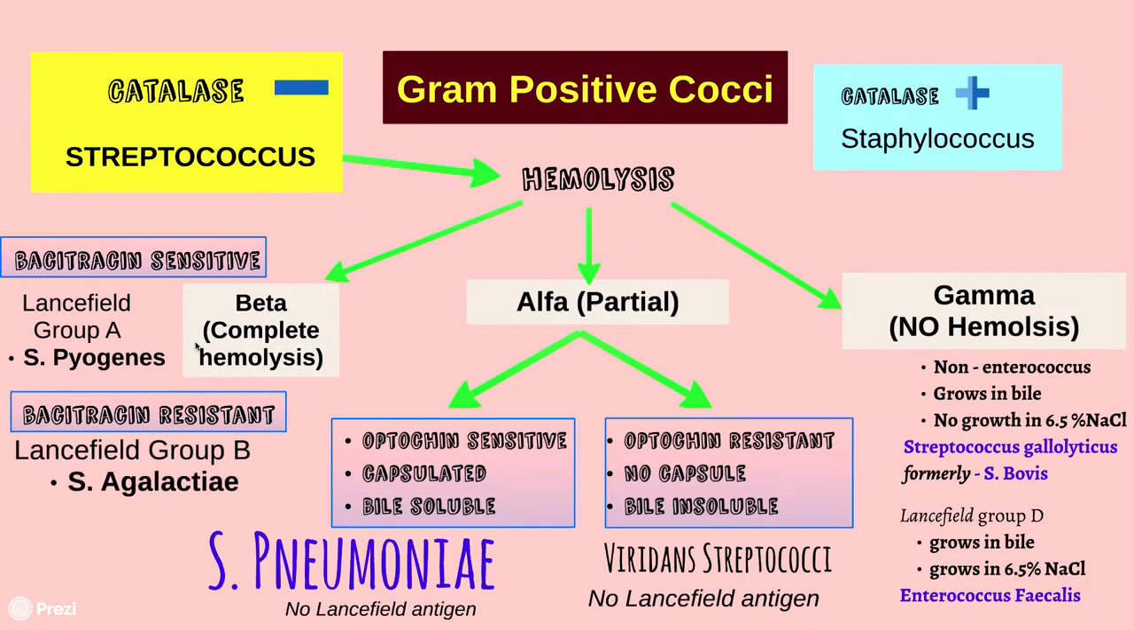Let's follow that. So, based on hemolysis, we go here in alpha hemolysis type, and then we go this way. Optochin is an older, too toxic for humans antibiotic. We no longer use it, but we use it. Insensitive, so antibiotic, it's encapsulated. That's the different new thing that I have not seen before.